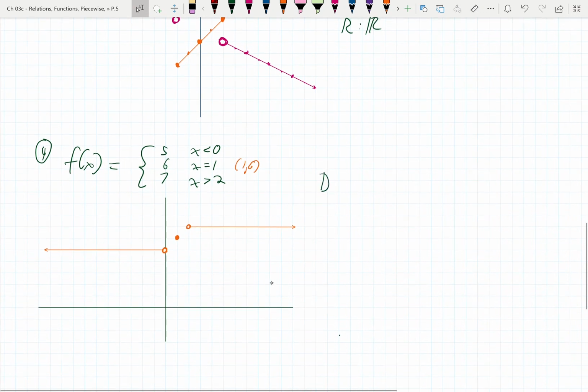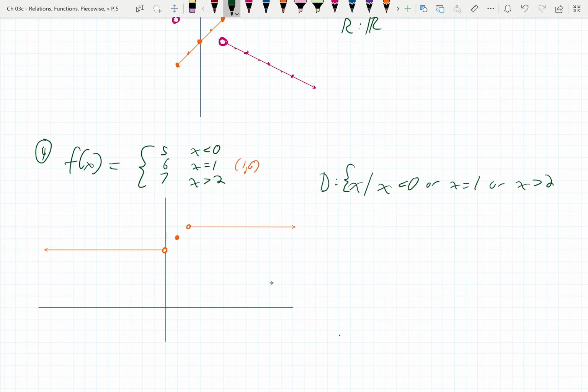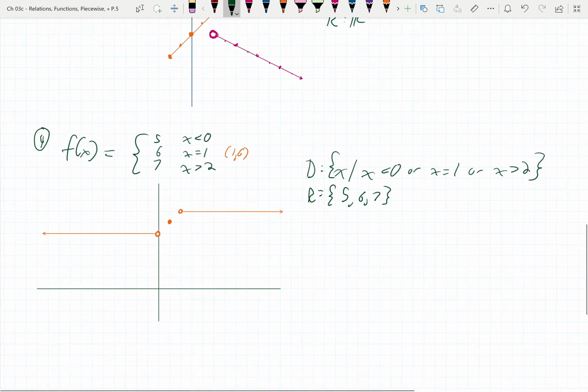In number 4, the domain is characterized by this right here, all x such that x is less than 0, or x is equal to 1, or x is greater than 2. So that shows the disconnections we have. And the range is only 3 values, and I don't need to put all y such that, I can just list the 3 values, 5, 6, and 7. So that's it.